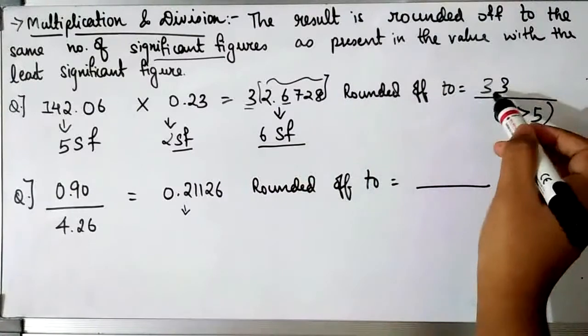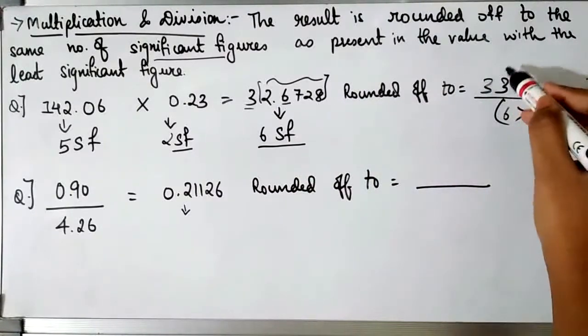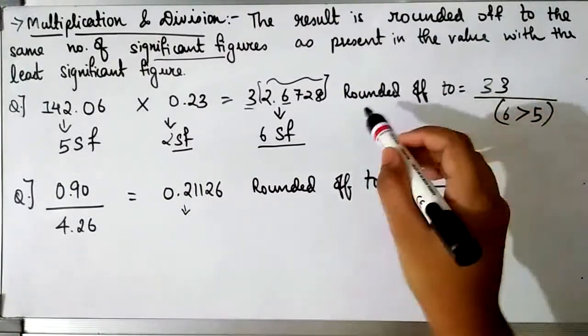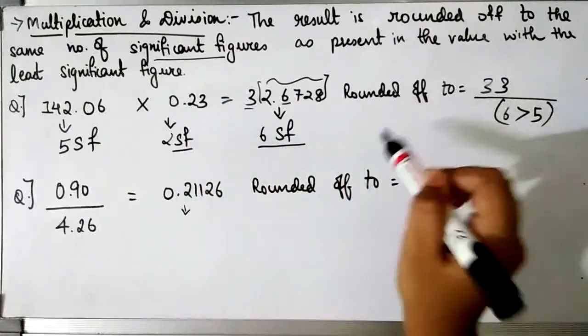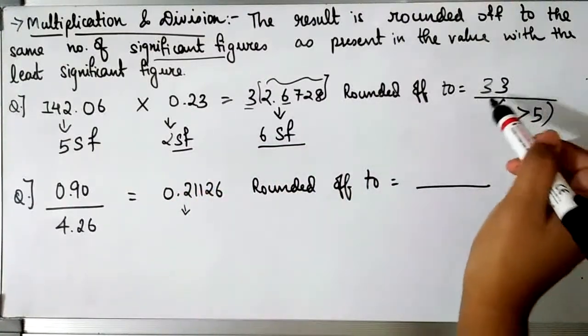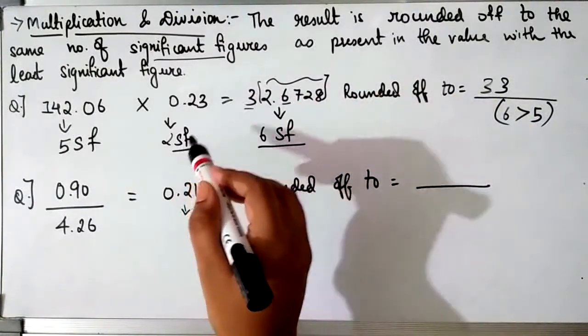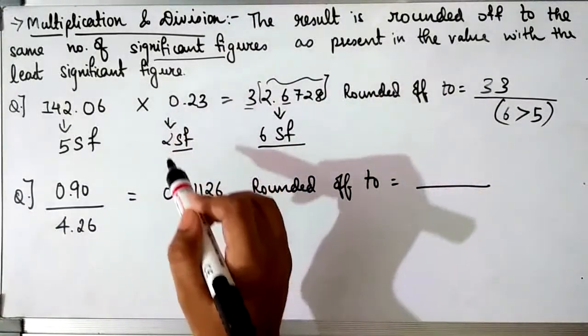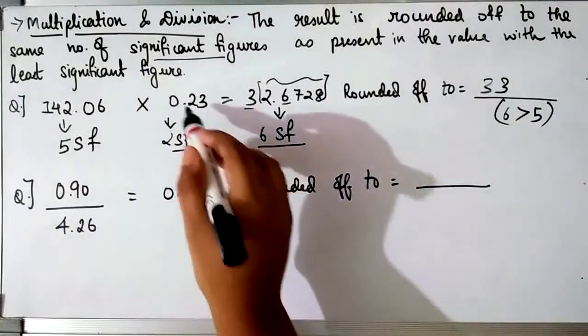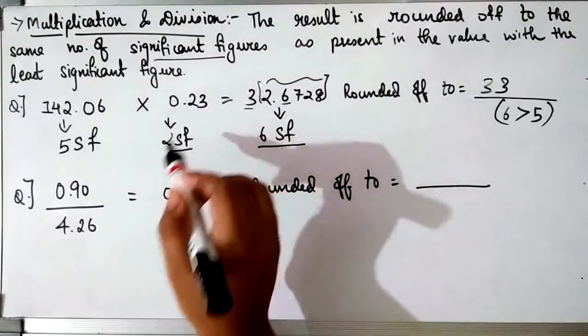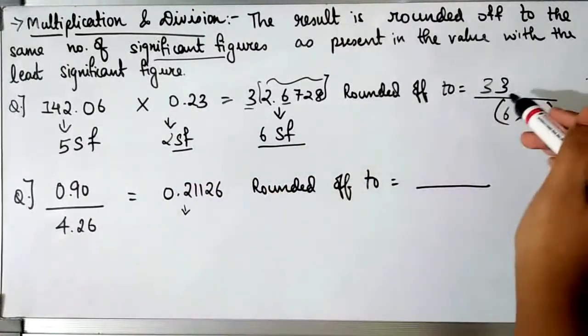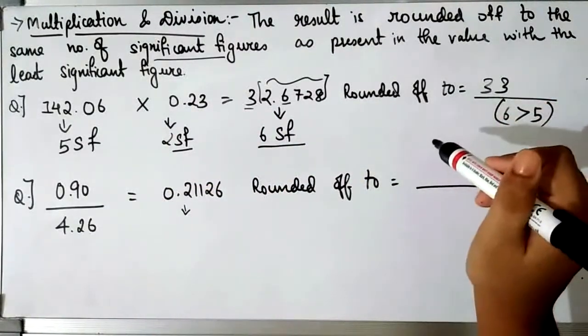So our final result will be 33. And now you can see that this 33 is having 2 significant figures. So we have rounded off our result to 2 significant figures. That is, we have rounded off our result to the same number of significant figures as present in the value with the least significant figure. And the value is 0.23, which had the least significant figure. So here our result also is having only 2 significant figures.